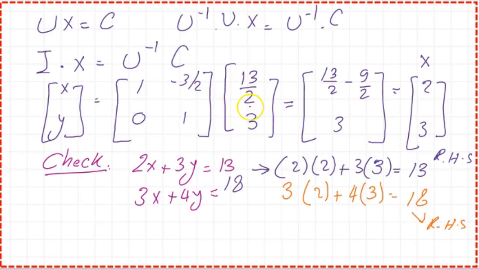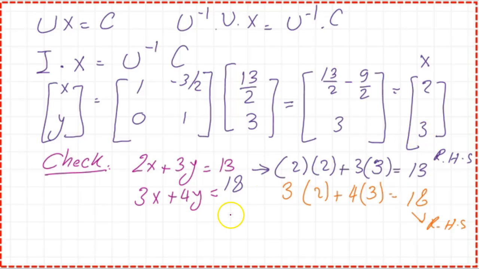C, which is 13 over 2 and 3. This term 0, 1, there will be no change. The 3 would be the same. We have 1 multiplied by 13 over 2 plus minus 3 over 2 by 3 is minus 9 over 2. We get X vector is 2 and 3, which means that X value is 2 and Y value is 3.